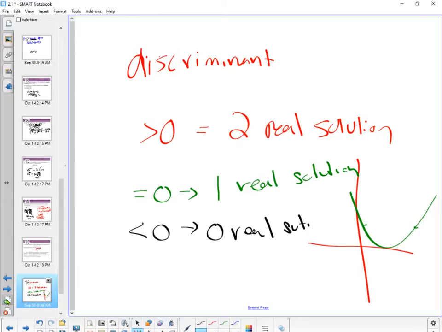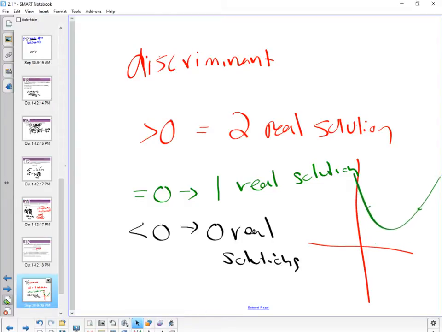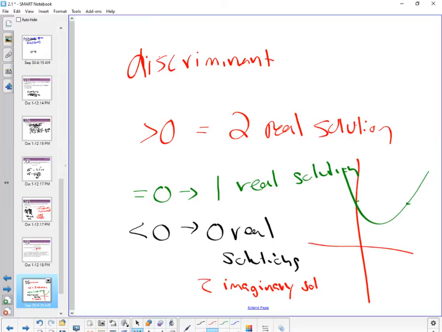That means that your parabola is above that x-axis and never really comes down far enough to cross the x-axis. So you're going to get what's called two non-reals. Fact of the matter is, you're going to get two imaginary solutions.